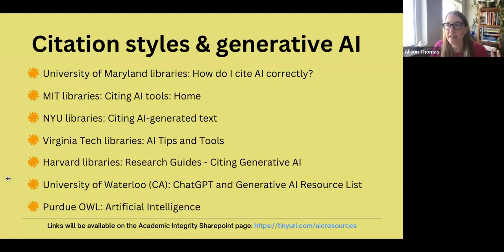They each have different strengths and weaknesses. So I have a few notes for each of them that I'll put up with them, so that if you're looking for something in particular, like Waterloo, for example, in Canada, that page has a much more robust set of resources for thinking through some of the ethical questions about using AI. Whereas the NYU one is mostly focused on the mechanics of what a citation for someone using an AI tool would look like. So I'll put up some annotations of those really helpful resources.